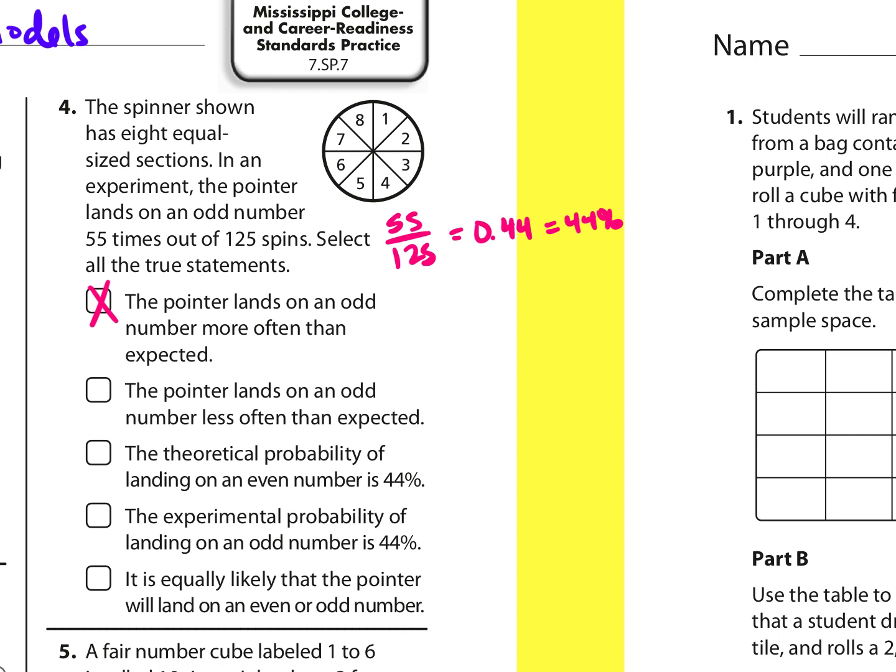The next one says the pointer lands on an odd number less often than expected. We just confirmed that to be the case. The next says the theoretical probability of landing on an even number is 44%. It would be 50% because half of them are even, so that's not true. D says the experimental probability of landing on an odd number is 44%. Well, we just found that a little bit ago. We got that number here. The last one says it's equally likely that the pointer will land on an even or odd number. That is true because half of them are even and half are odd. That's the theoretical probability.